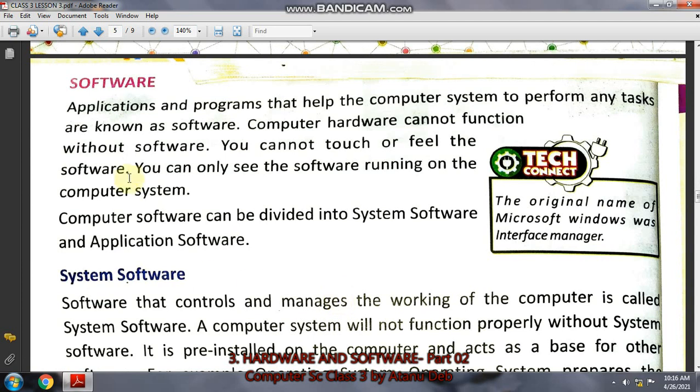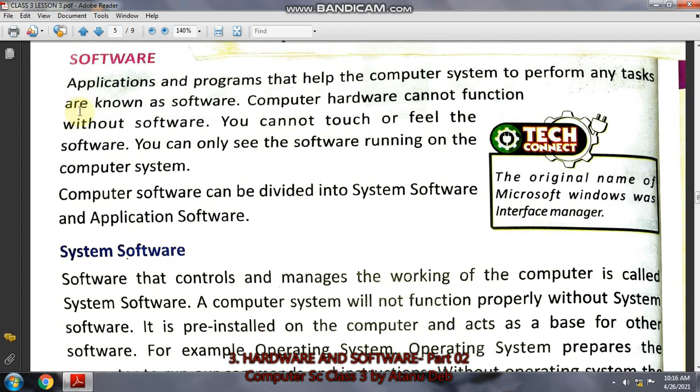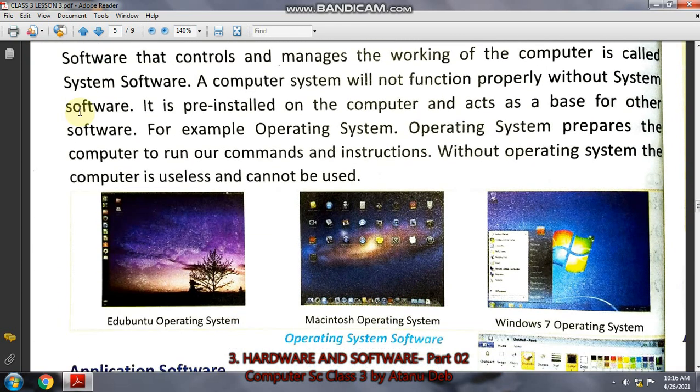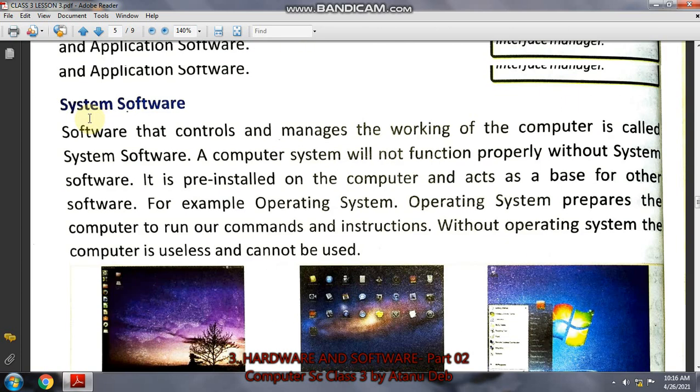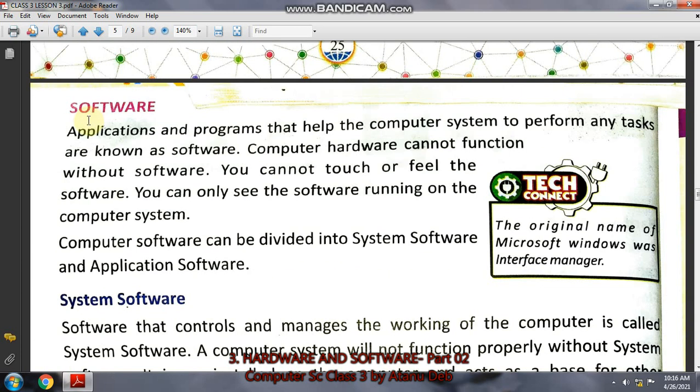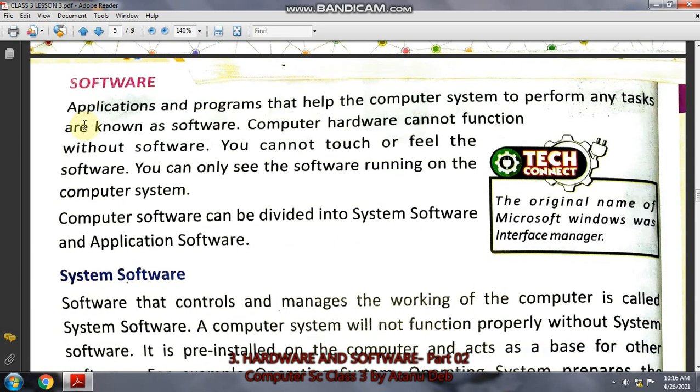Next comes the software. What is software? The software has two types: system and application software. This section, the last page of the lesson, that is page number 26, I'll discuss in the next video. So watch for the second part also, the third part also.